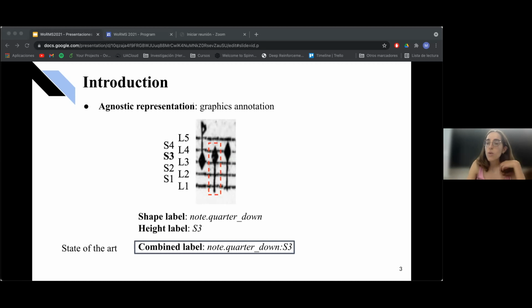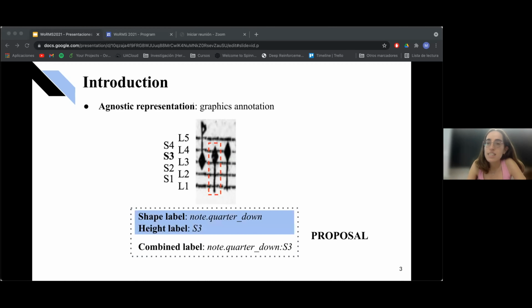So what we want to do in this paper is see how we can exploit this distinctive feature that music notation has compared to other similar domains that use similar approaches to transcribe the content of an image.